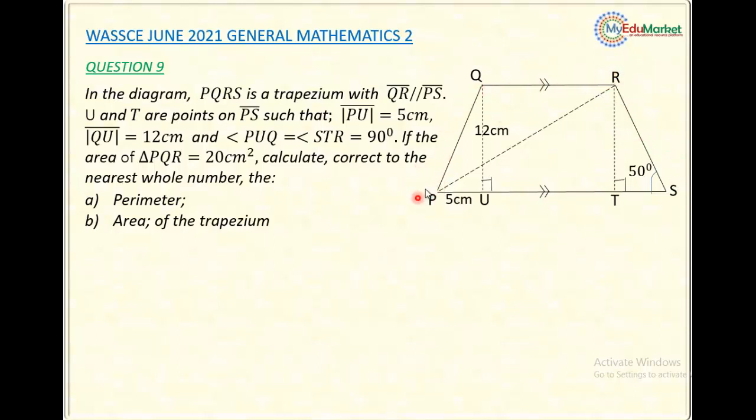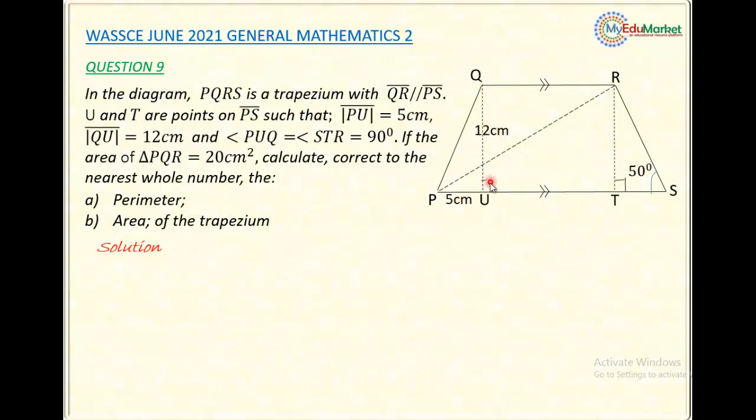The perimeter is the total length of all the sides of the trapezium, but none of the side lengths are known. This is missing, this is missing, this side is also missing. So we have to find the length of all the sides in order to find the perimeter. Let's attempt to answer this question. That is our first task.